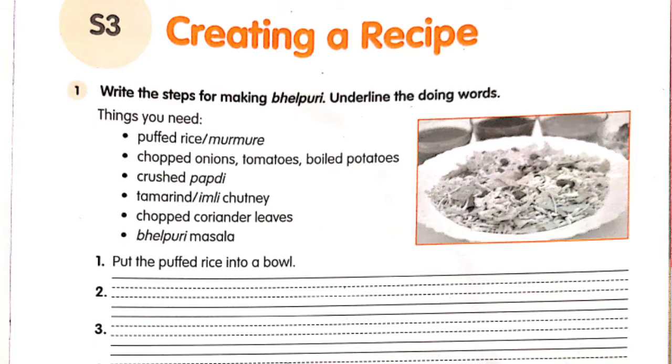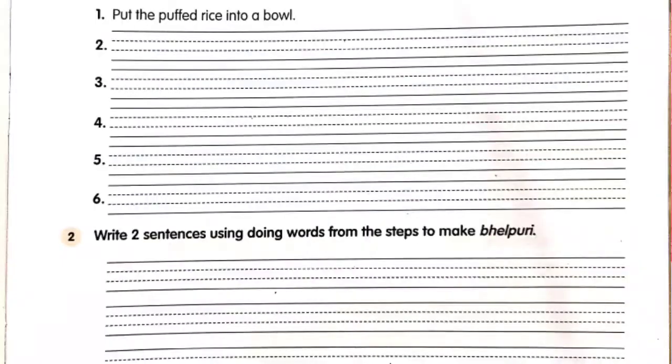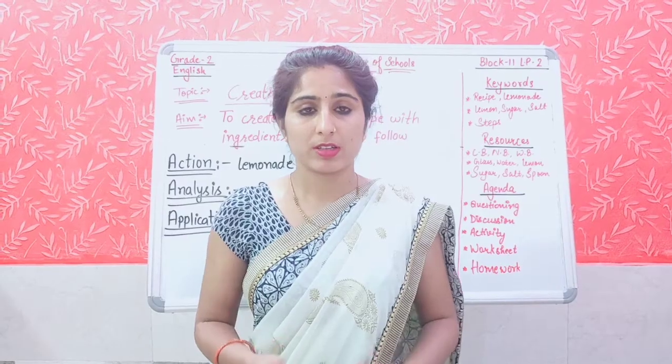When you do this now, it will be interesting. Put the puffed rice into a bowl. Then you will write the steps for how to make the bhel puri. You can write it in 3, 4 or 4 to 6 sentences. Now question number 2. Write 2 sentences using doing words from the steps to make bhel puri. Here you will write the doing words which you have used in the steps to make bhel puri.